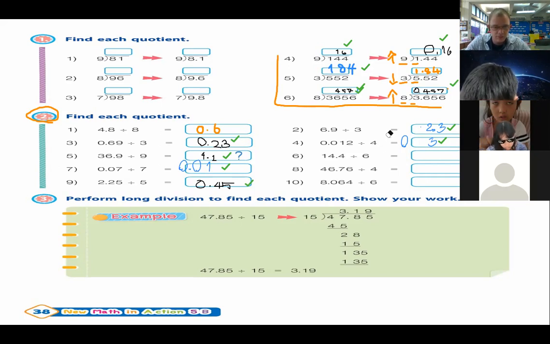Let's see what's the answer, just for 6, 8, and 10. 0.4 is correct. Excellent. And what about 46.76? We have about 1 minute left to finish. Let's see if we can finish them. Who else is going to give me an answer for number 10 and number 8?